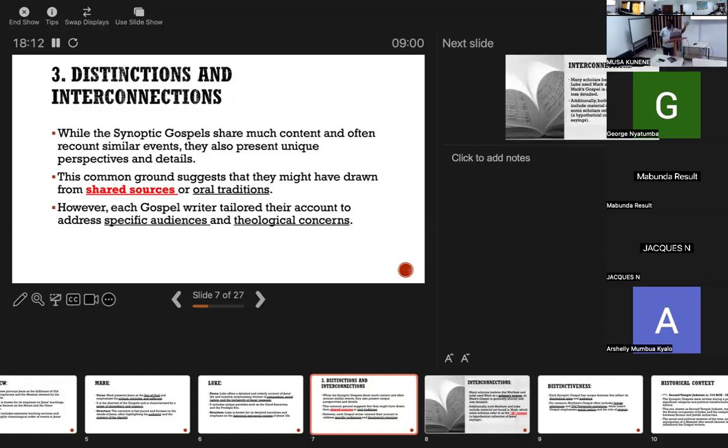If Mark has a source and the next day, Luke finds the same source and copies from it, and then another day, Matthew has the same source and copies from it, you are bound to find similarities in their writings. So there's a scholarly suggestion that these three gospel writers had some shared sources, or they had some shared oral traditions.